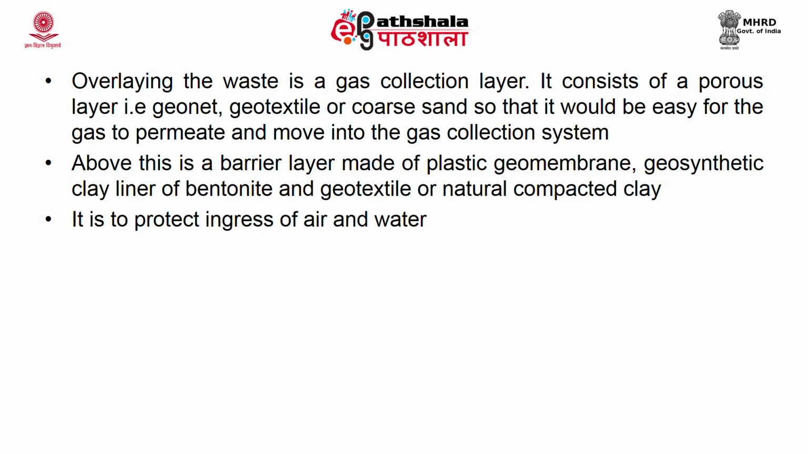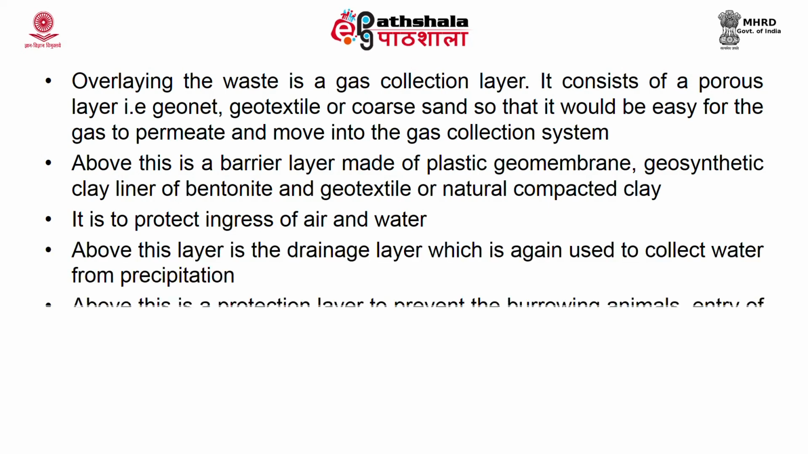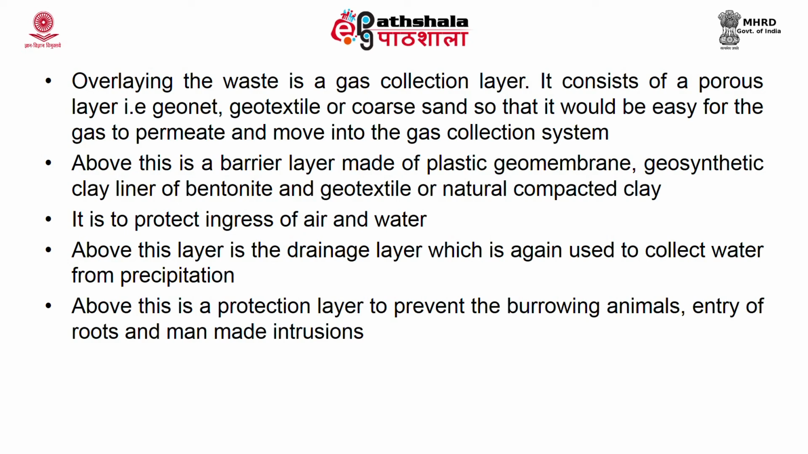Now, above this gas collection layer you will have a barrier layer made up of plastic, geomembrane, or geosynthetic clay liner of bentonite and textile, or natural compacted clay. This barrier layer will again prevent the ingress of air and water into the waste material. Above this barrier layer, you will have a drainage layer which is used for collecting the water which comes from precipitation, that is rainfall.